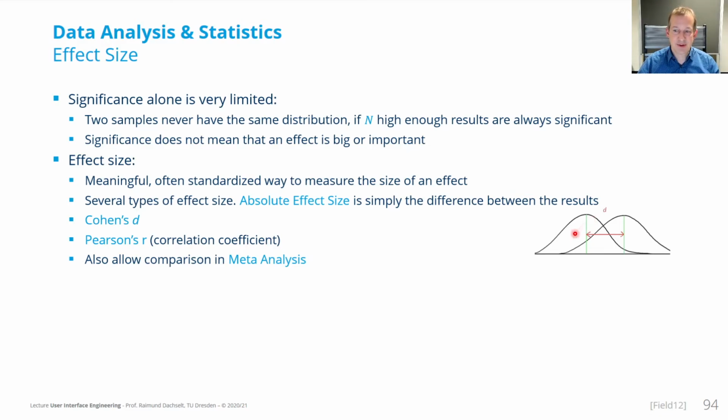And there are other different ways of measuring effect sizes, such as Cohen's d. That's the distance between the two means of two distributions here. That's one example, or Pearson's r, the correlation coefficient. Also, you can allow comparison and meta-analysis, where you compare the results of different studies and try to do a meta-analysis between them.